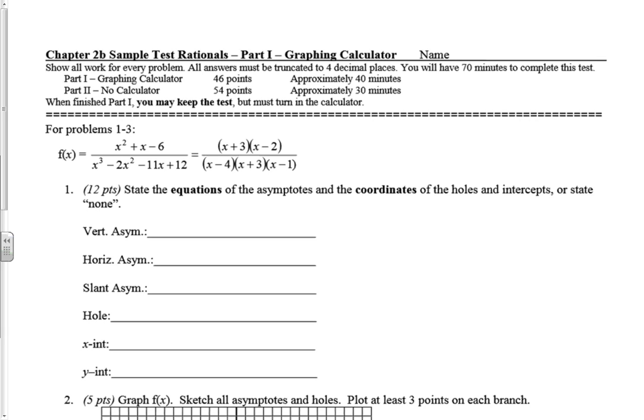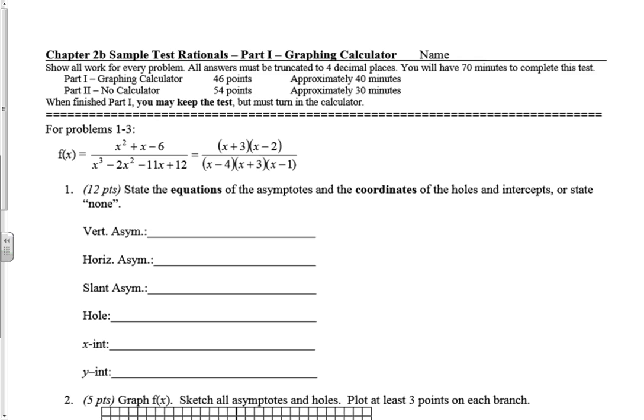Right, this is our Unit 3 or Chapter 2, the second half, 2B, sample test on rationals. And this part is the calculator portion of the test. I'm going to start out here without a calculator because we should be able to do the information at the top without using our calculator.